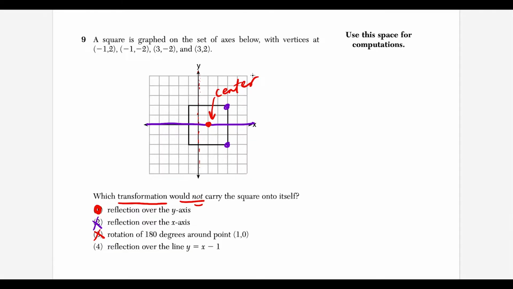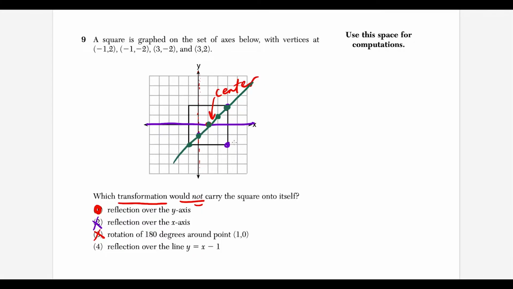And now if we look at the last one, the line y equals x minus 1, if we were to graph that, notice the y-intercept is -1, and we go up 1 over 1, and we'll just change colors here. So we're going up 1 over 1 like this. This line would be a diagonal line, and this diagonal line cuts the square exactly in half.